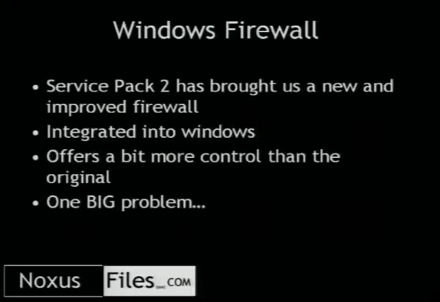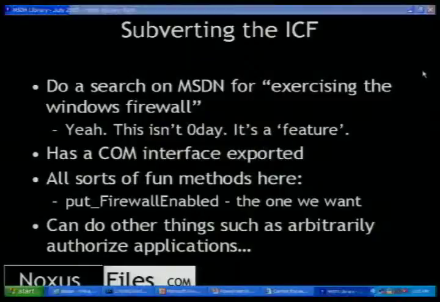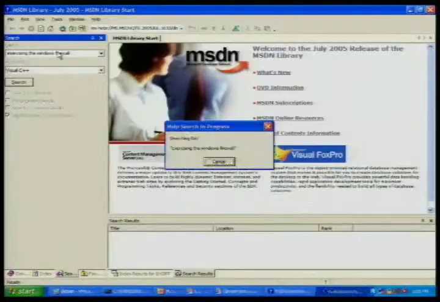So the first firewall that we're going to go after is the Windows Firewall. Service Pack 2 has brought us a more improved firewall than the first one, integrated into Windows, and it offers a little bit more control than the original. But there's a really big problem with this. Now, let me see. I'm going to bring up the MSDN library. I have it on my system here. So let's search for a little string here. Exercising the Windows firewall. All right, let's just see what this comes up with.